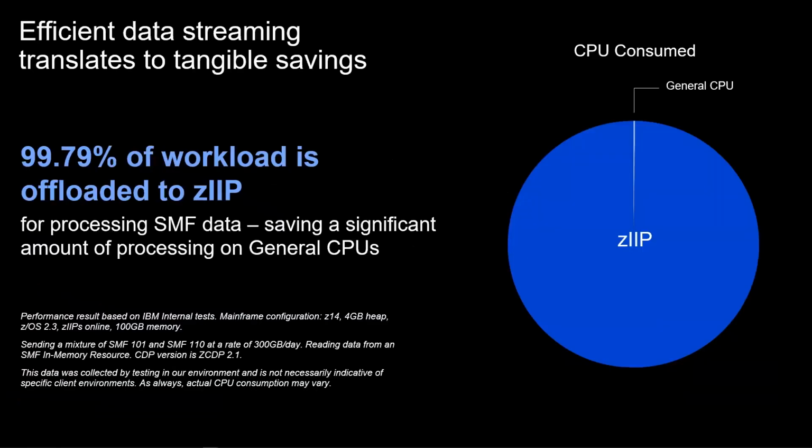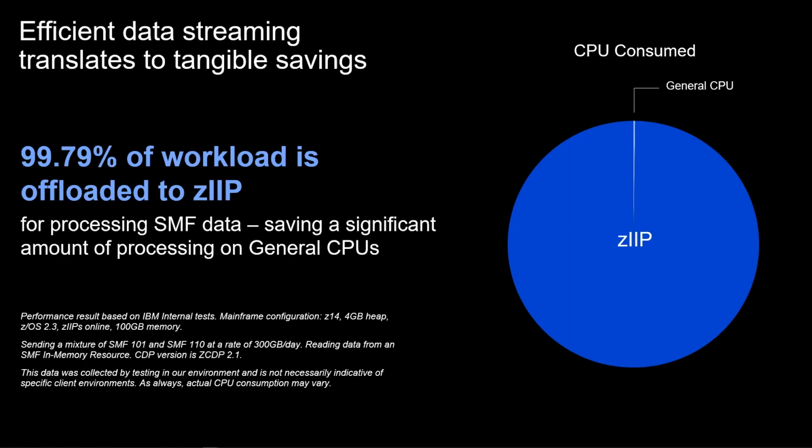So looking at some of the zIIP savings, there's really three key components that we have within Common Data Provider today. We have our System Data Engine, which is responsible for collecting and processing SMF data. We have our Log Forwarder, which goes and collects all of the different log data, and then our Data Streamer, which takes input from both of those and streams data out to the multiple targets. And the savings that I'm showing here were for our System Data Engine component, where 99.79% of that workload was eligible to run on zIIP.